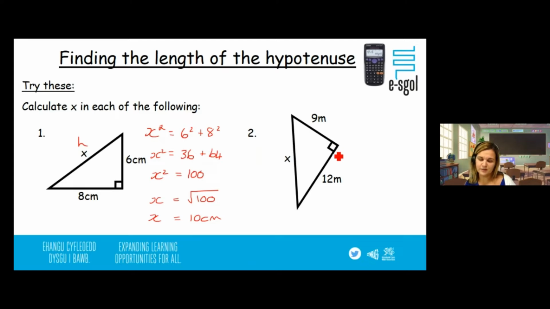Question 2, find your hypotenuse. You've got your right angle over on this right-hand side, so your hypotenuse is opposite that. Again, it's the x here. So x squared is equal to 9 squared add 12 squared. You're going to square each number, so 81 add 144. You're then going to add them, and that comes to 225. And then the last little step is to do your square root of that number, giving you an answer of 15. Now this time, go back and check your units are meters, so don't always put centimeters on there. This one is in meters.